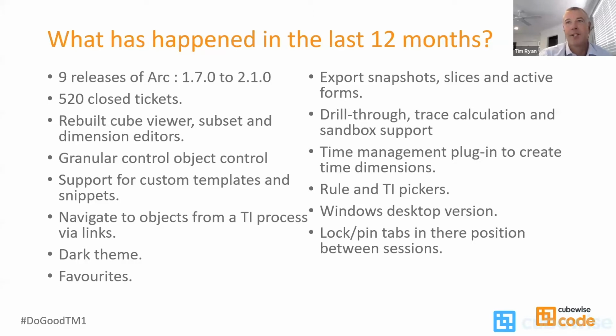These are all things that are done in the last 12 months. A time management plugin to help you create time dimensions. So that's got a lot of options in terms of multiple hierarchies and things like that, and all the sort of attributes you want for your rules to look up the prior years, prior months, all that sort of stuff. Rule and TI pickers, so you can pick an area, for example, of a rule, or you can actually do the same for a function. So if you want to get a CellGet function in your TI process, you can use a picker instead of having to type all the things.